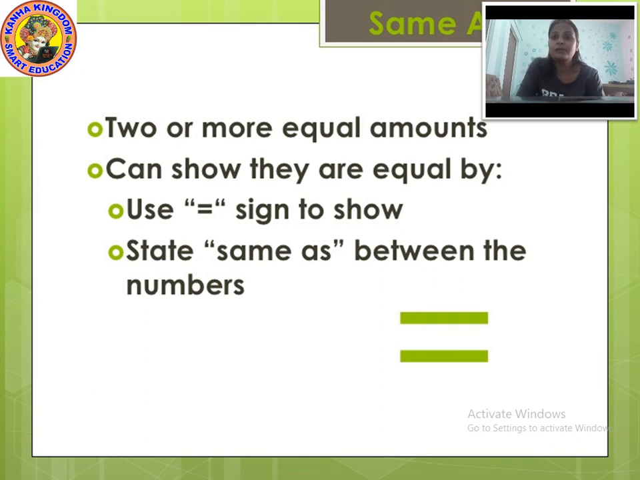We put this sign when we compare things, when both things or both numbers are equal. We will put this sign between the two numbers, two numbers which are equal amounts. Two or more equal amounts we will compare by putting this sign in between.